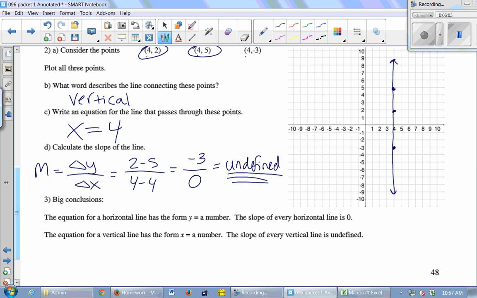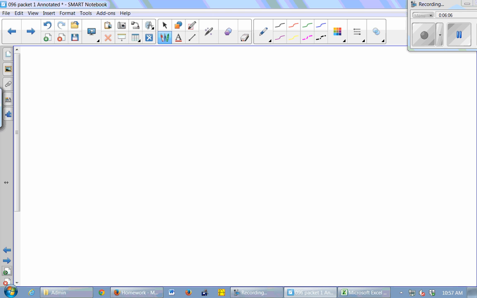You don't have to write this down. I'm not going to test you on it or anything, but I just want to explain why you can't divide by 0. So let's say I wanted to do 5 divided by 0, and I want to know what that equals. What do you do?